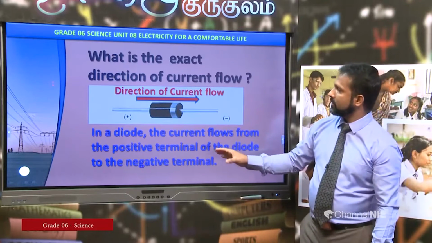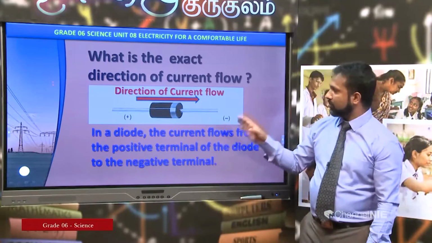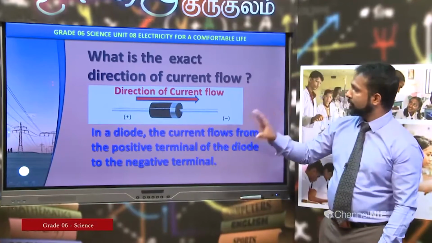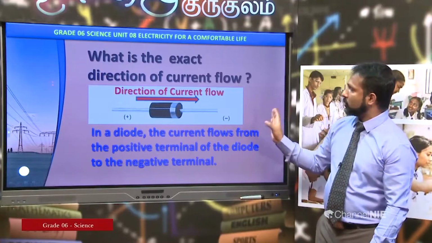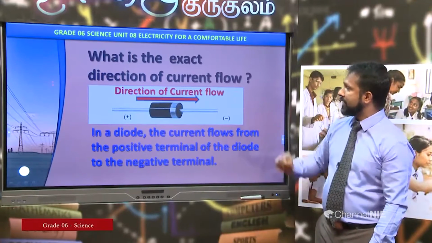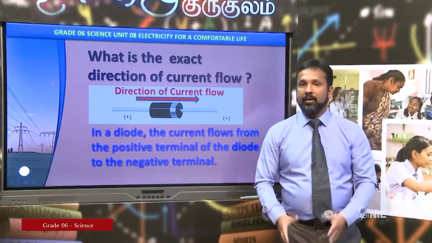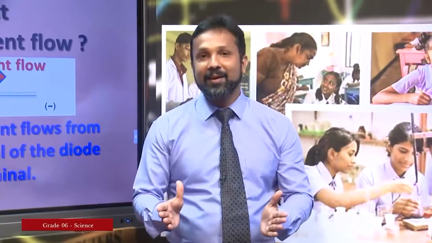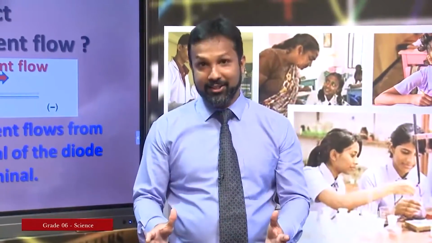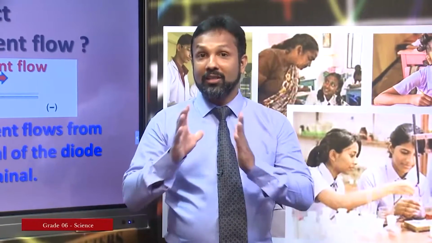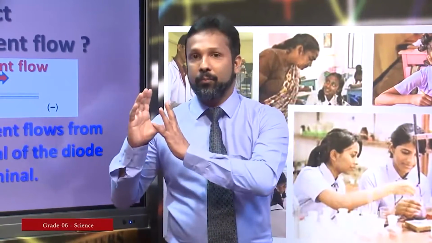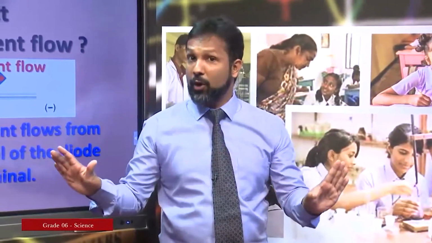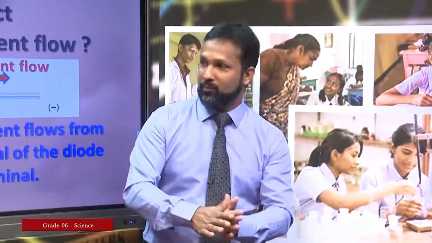That means in a diode, the current flows from the positive terminal of the diode to the negative terminal of the diode. Keep in mind, a diode is an electronic device which allows the electricity to flow only in one direction, and the direction is positive side to the negative side. Current does not flow from negative to positive. Right.